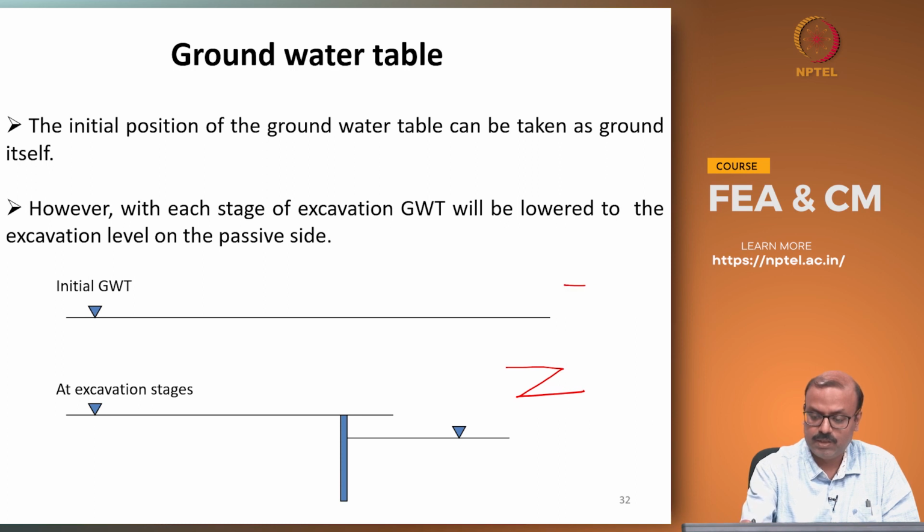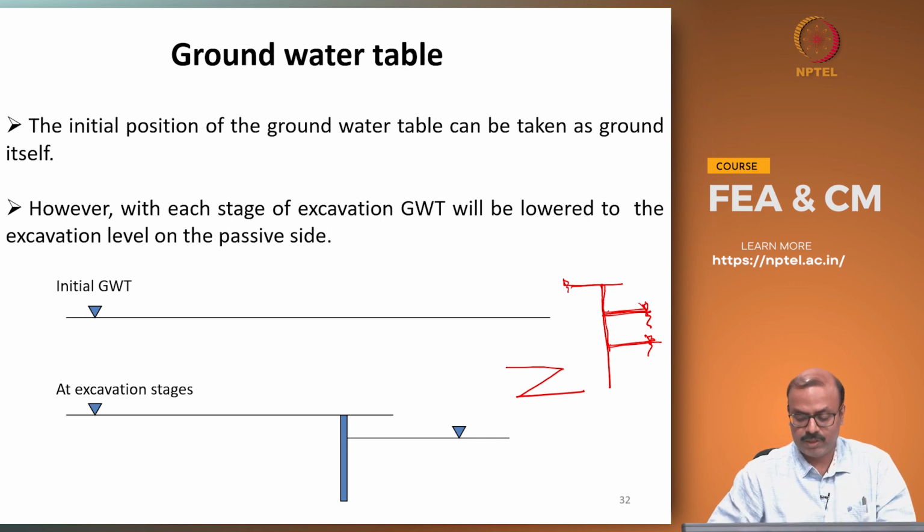So, that means you excavate up to this, initially the groundwater table is like this. Once you have the excavation up to this, you lower the groundwater table like this. So, it is a kind of staggered arrangement. Then you go to the next step, so you further lower the groundwater table. That is how we model it, and that is how it will be executed in the field as well.